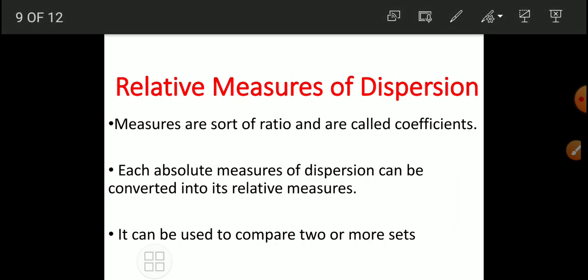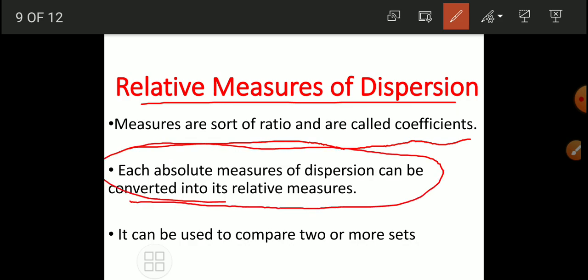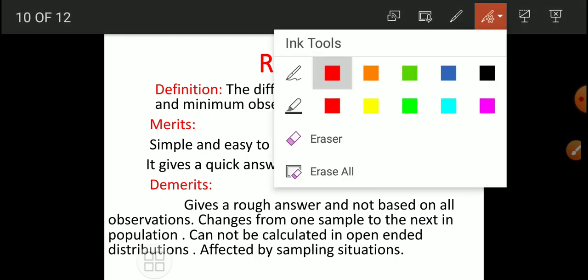Now, relative measures of dispersion. These measures are a sort of ratio and are called coefficients. Each absolute measure of dispersion can be converted into its relative measure. It can be used to compare two or more sets. So you have to keep in mind that relative measures of dispersion can be used to compare two or more sets. Now here today we have to get an idea again about the range.